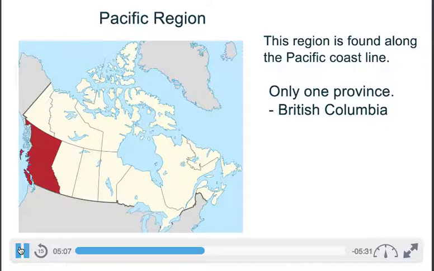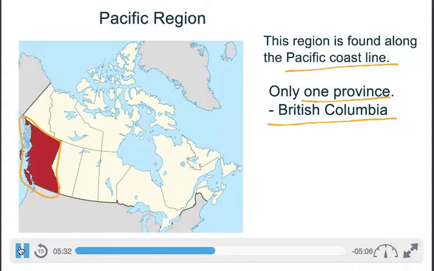Next, we'll talk about the Pacific region. This region is found along the Pacific coastline. So if you look at the map, the reason why it's called the Pacific region is because it's found next to the Pacific Ocean. Now, unlike the other regions, this one only has one province, and this province is known as British Columbia. And as you remember, it's the one on the far left.